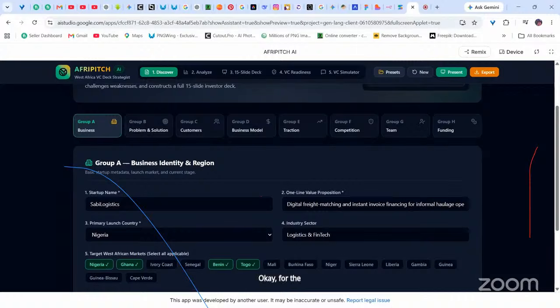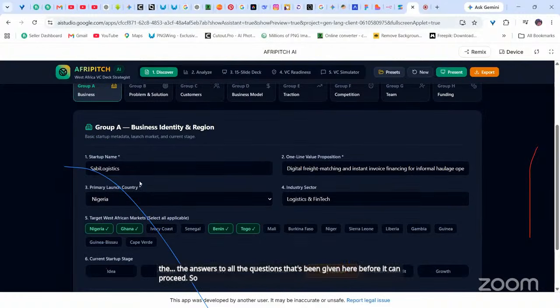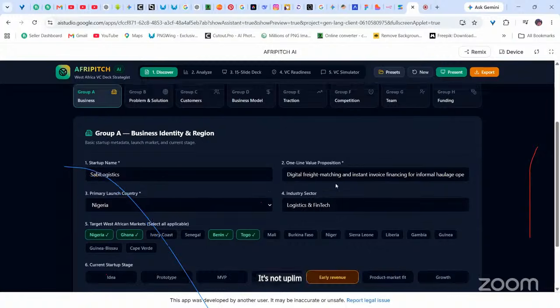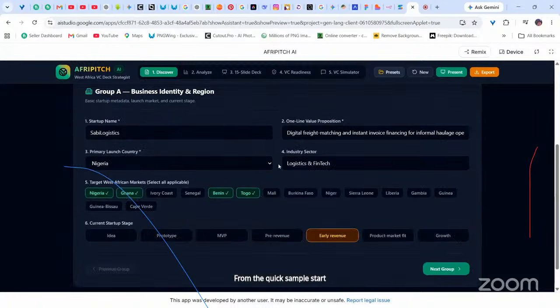For group A, we have business identity and region. You have to input the answers to all the questions given here before it can proceed. So the first one is the startup name, which we took from the quick sample startups here. The startup name is Sabi Logistics.